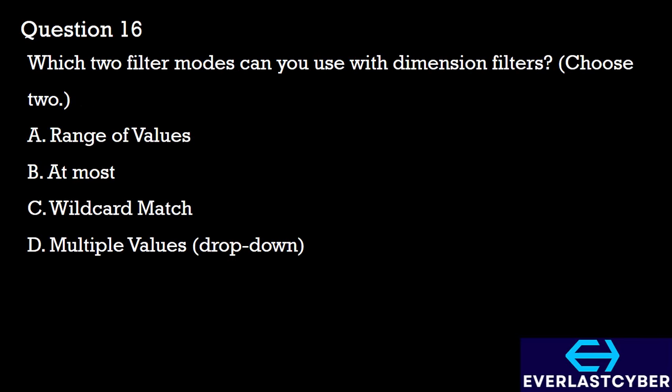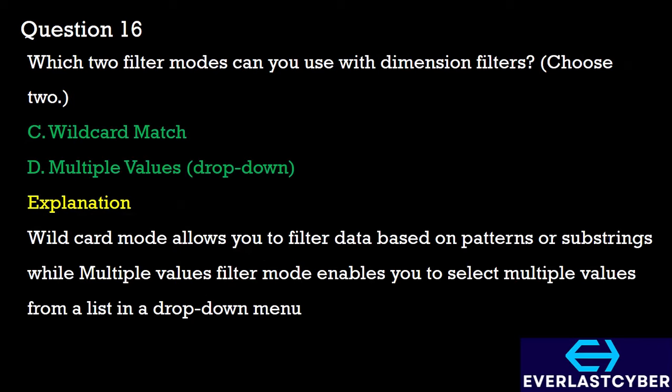Question 16. Which two filter modes can you use with dimension filter? So we'll be choosing two answers from the options. A, range of values. B, at most. C, wildcard match. D, multiple values or drop down. For this, we'll be going with options C and D.